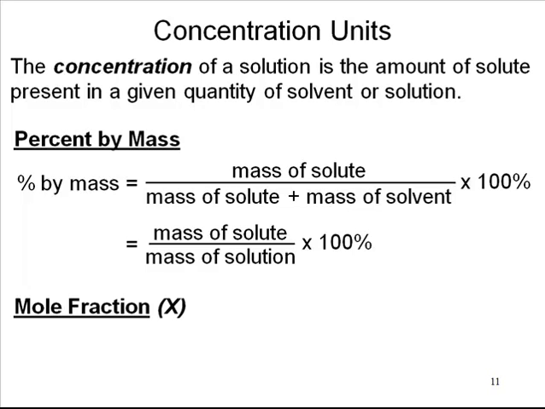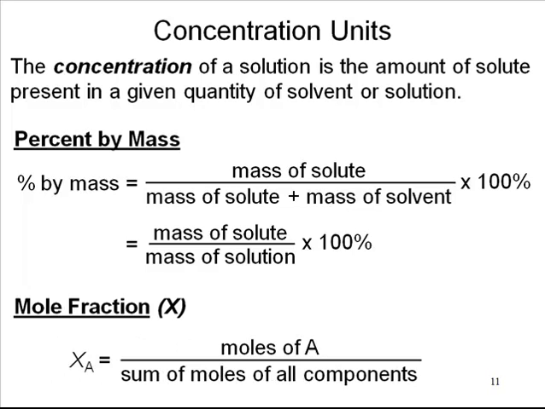The next type is mole fraction. A mole fraction is the moles of A divided by the sum of all the moles of all the components. So it's the part of A over the whole in moles, because it's called the mole fraction. Percent by mass, it's mass, because it's percent by mass.